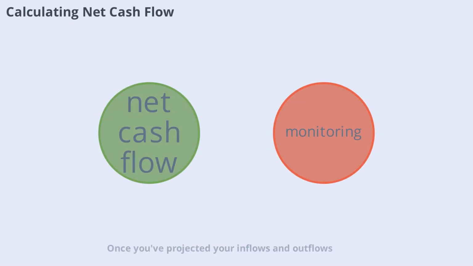Once you've projected your inflows and outflows, calculating net cash flow is straightforward. Simply subtract total outflows from total inflows for each period. A positive net cash flow means your business is generating more cash than it's spending, while a negative figure signals a potential cash crunch. Monitoring net cash flow regularly helps you stay on top of your finances.